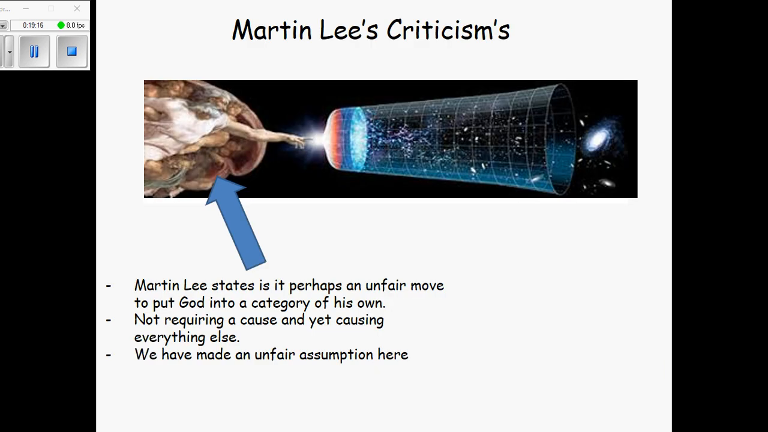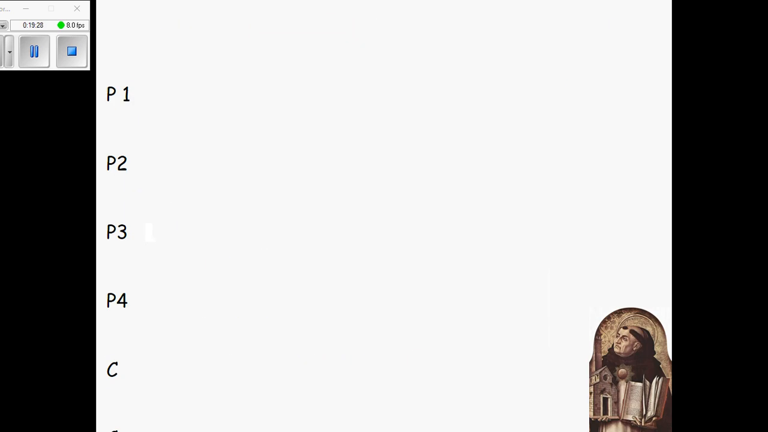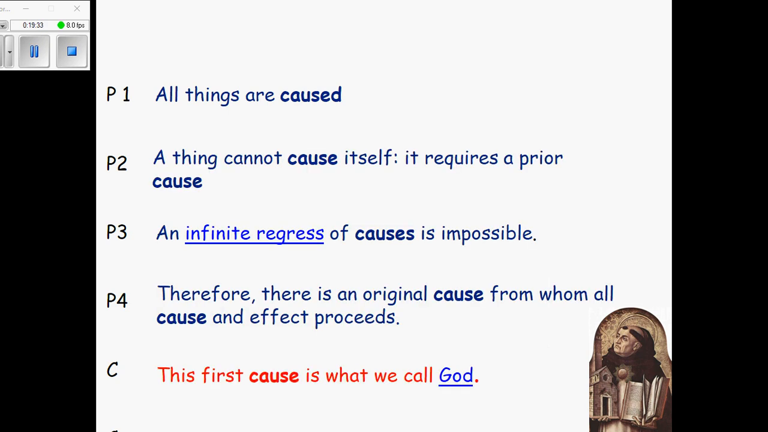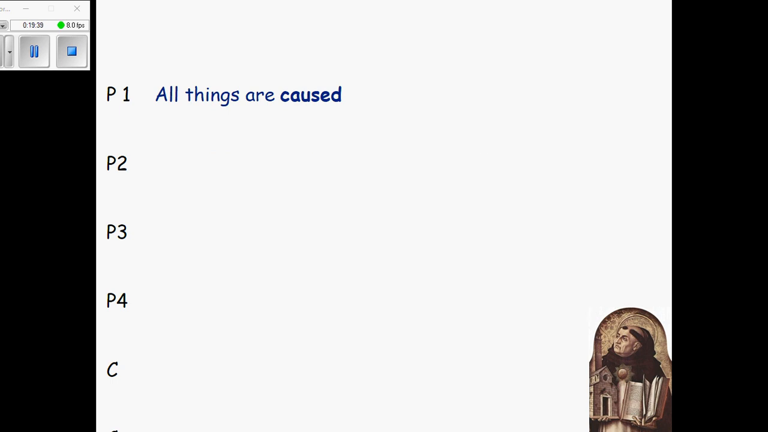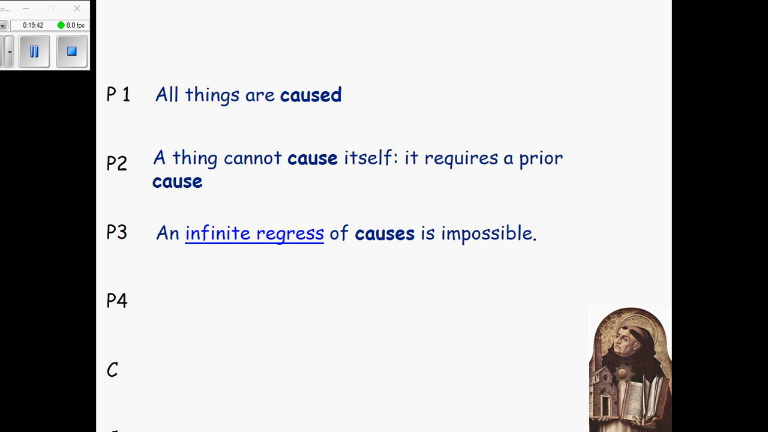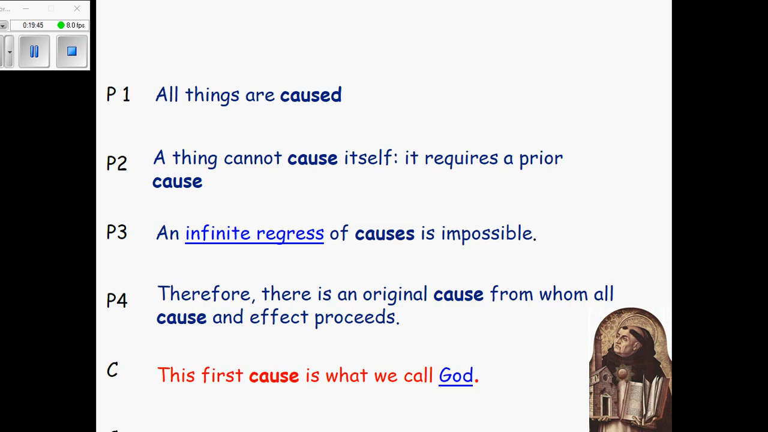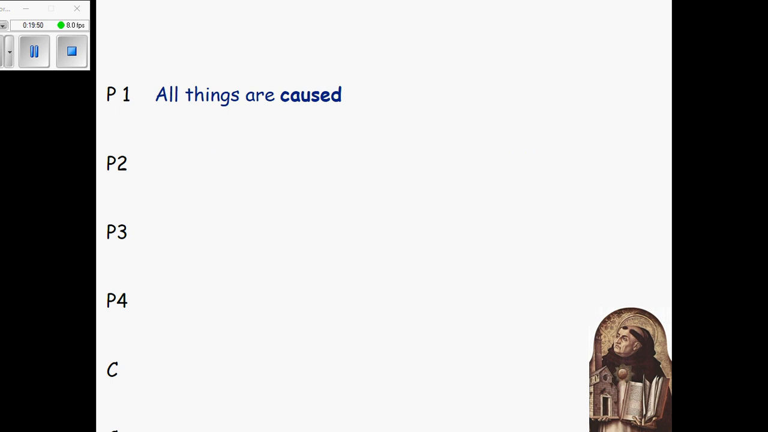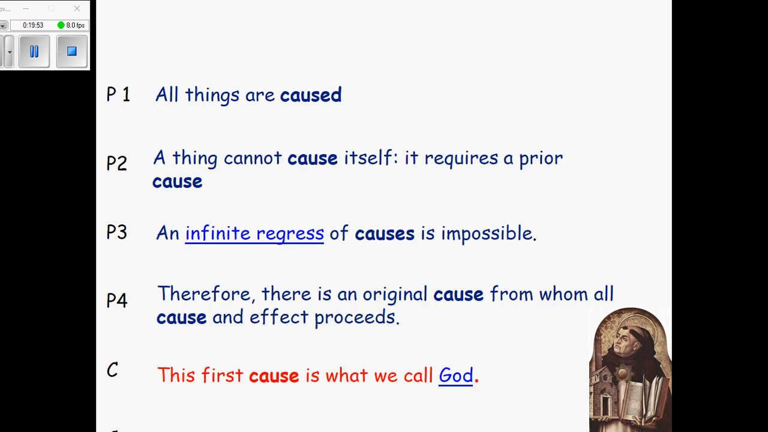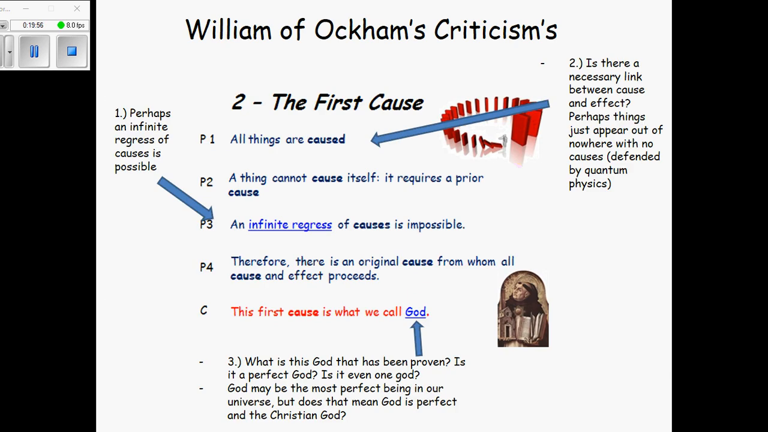Okay, Martin Lee's criticism. Now, Martin Lee states that it's maybe unfair to put God into a category of his own, not requiring a cause and yet causing everything else. And this is a really interesting argument. So Martin Lee says that Aquinas has contradicted himself. His first premise is all things are caused. His conclusion is God isn't caused. So that's a contradiction, because all things need a cause. So surely God needs a cause as well. So what caused God?